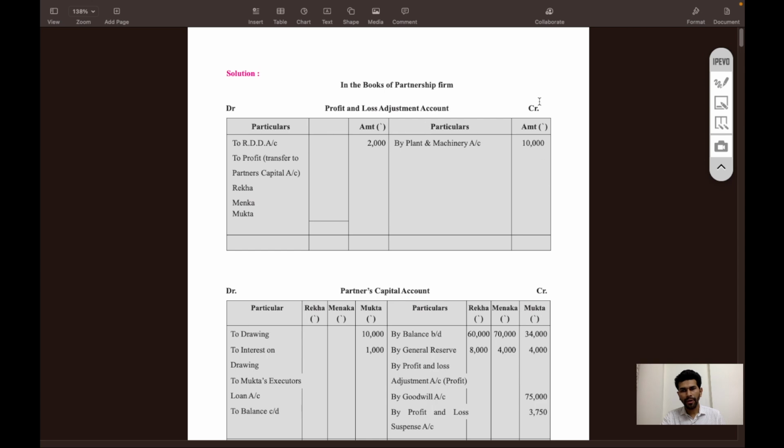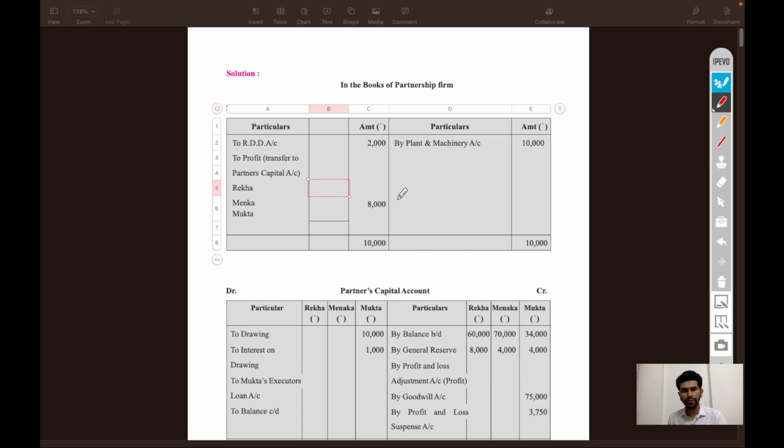So we can see that profit and loss adjustment account credit side is more, 10,000 rupees. It will be recorded on debit side. It will be shifted to debit side. 10,000 rupees minus 2,000 rupees. Balancing amount is 8,000 rupees. This 8,000 rupees will be distributed among old partners in old ratio, that is 2:1:1. So 8,000 rupees will be distributed in the partners 2:1:1 ratio.